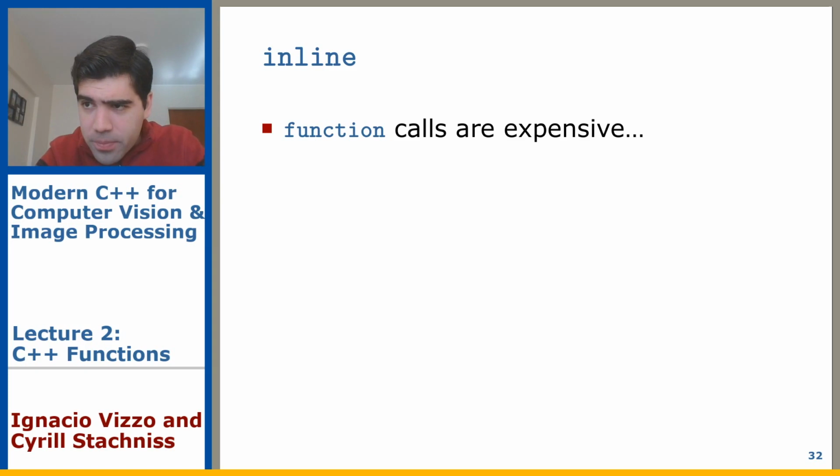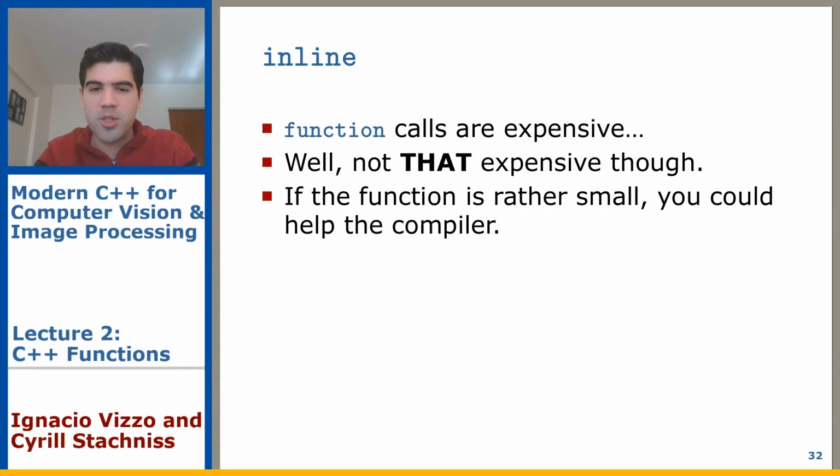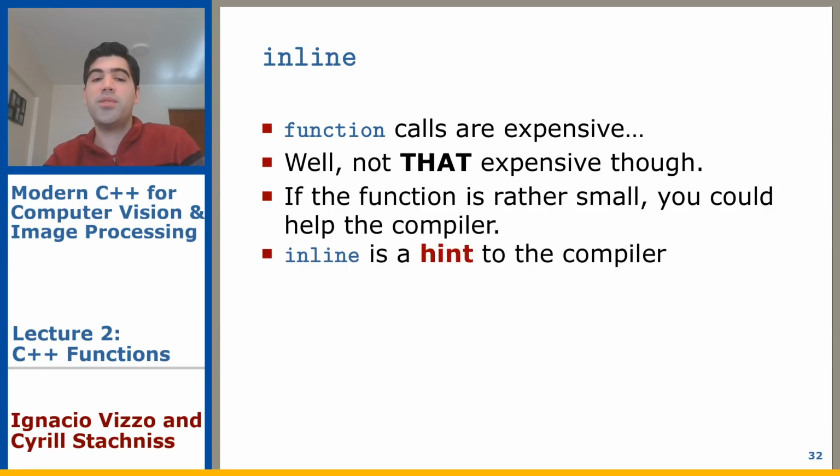And then, almost reaching the end of what I want you to know about functions. Whenever you call a function, stuff will happen in your program. I will not give you the details of what's going on underneath, but you need to know that whenever you call a function, there are some additional steps that the processor, your computer, must do in order to call this function. So we can say that calls are expensive, but they're not that expensive. But they're somehow expensive. So if your function is rather small, you could help the compiler to optimize this for you. So you can use inline.